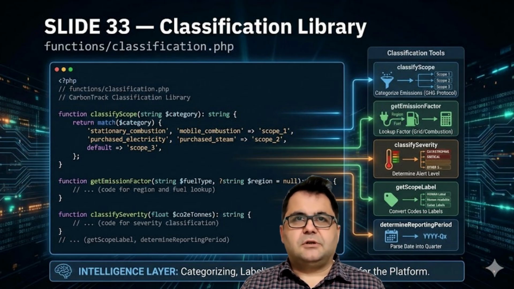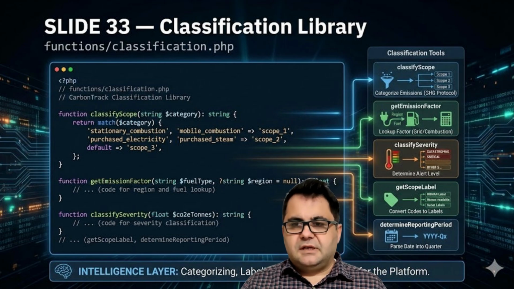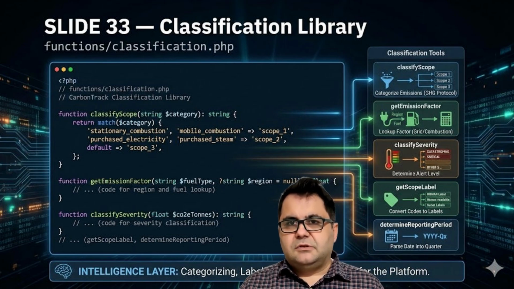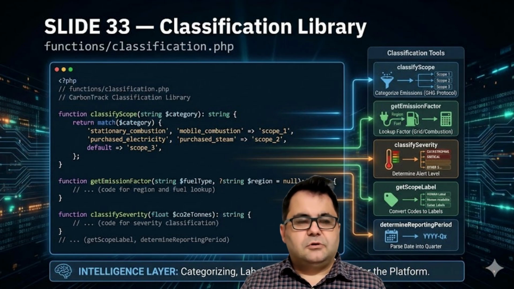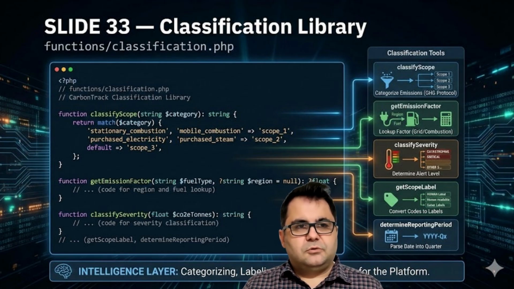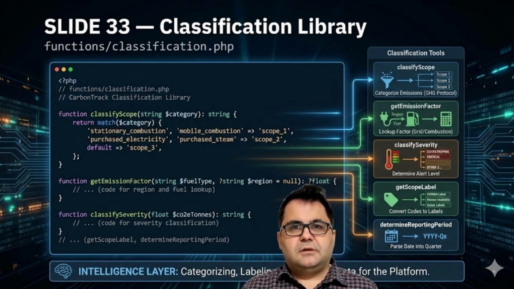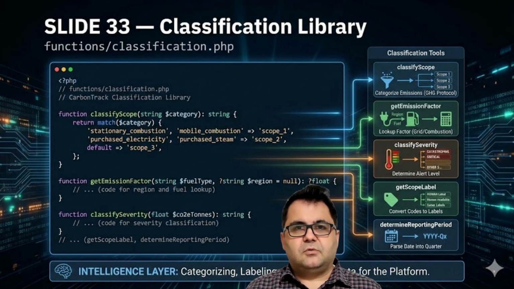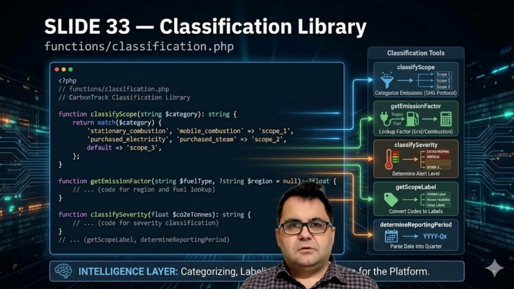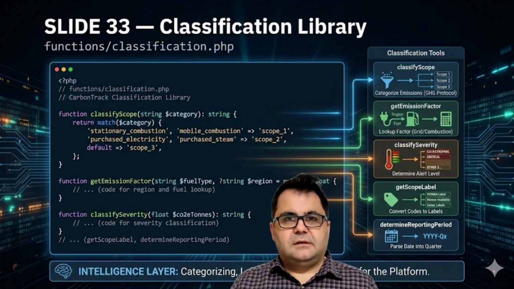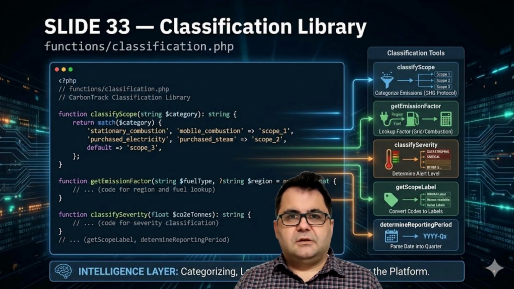Otherwise, it returns the combustion factor. Classify severity returns severity labels. Get scope label converts scope codes to human-readable labels. And determine reporting period parses a date into our 2025 Q1 format. Each function is small, focused, and testable. Together, they provide the intelligence layer of our platform.